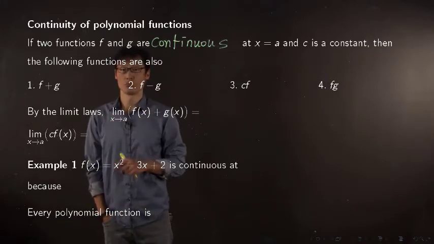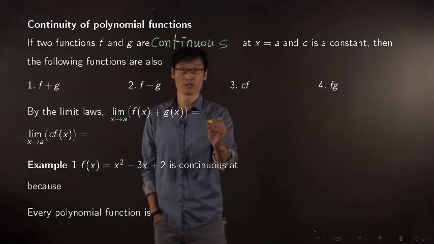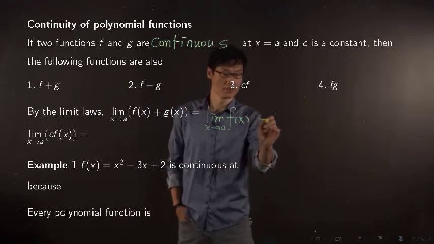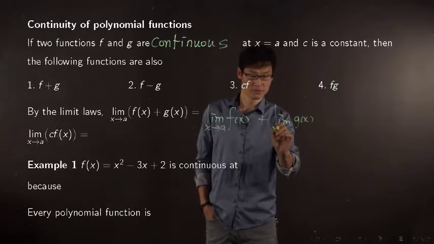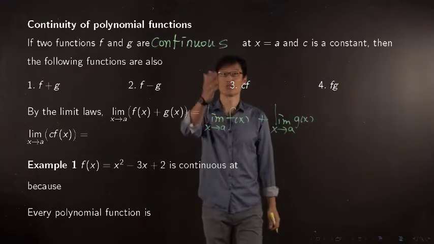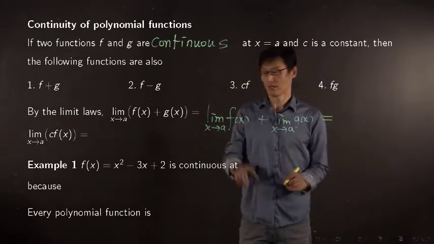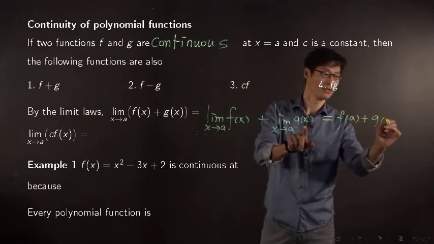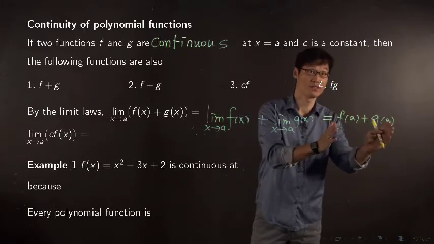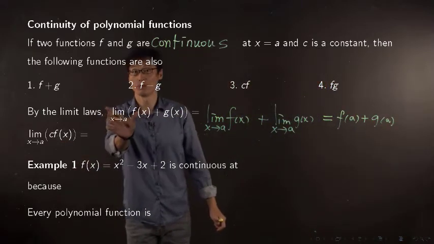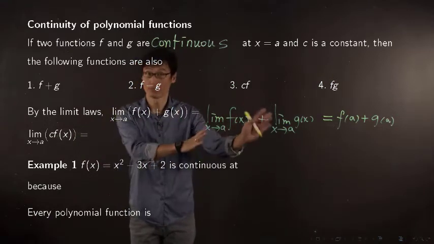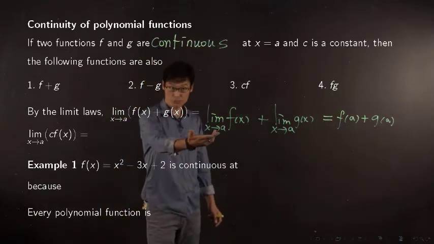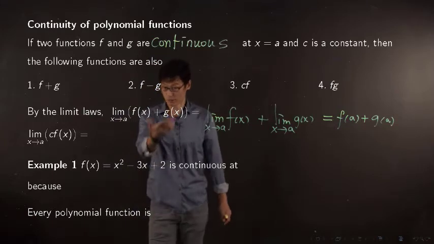By the limit laws, we know the limit of sum is sum of limits. Now that f and g are continuous at x equals a, the continuity gives you the limit f of a and then g of a. So this result is exactly the value when you plug in a into this function. So that shows our new function f plus g is continuous again. And a similar proof works for the second number 2.